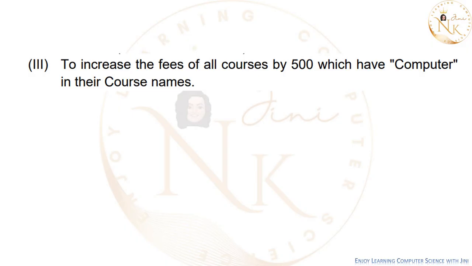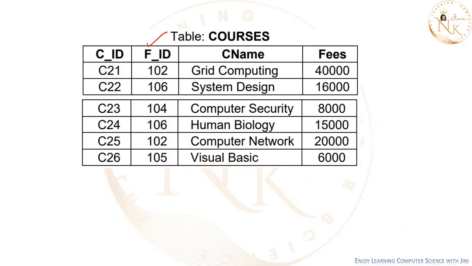Okay. Next one, to increase the fees of all courses by 500 which have computer in their course name. So we are going to make changes in the values of the data which is present in the table courses. So which command do you have to use? Which query? Update. Okay. So update. Which table are we going to update? The name of the table? Courses. So update courses. I'm going to increase the fees by 500. Correct? So update courses, set fees. The name of the column is the fees column. So this column I'm going to increase by 500. Correct?